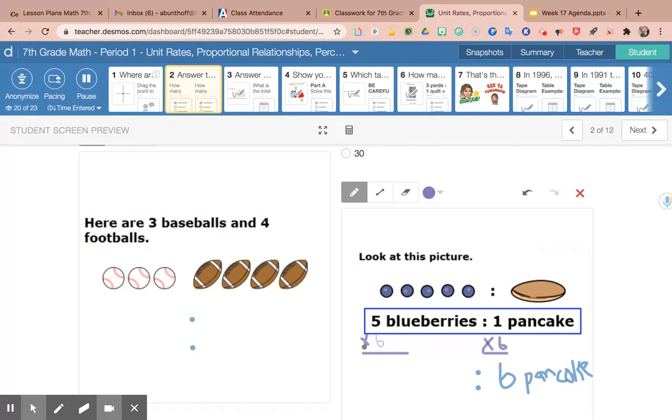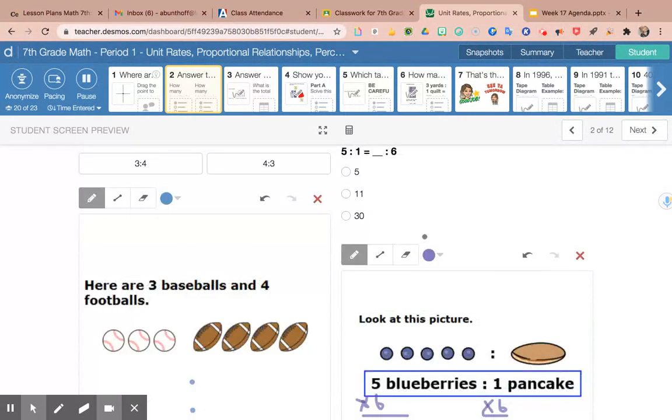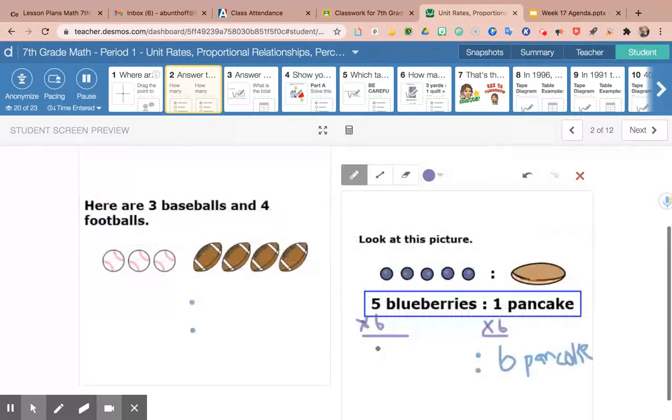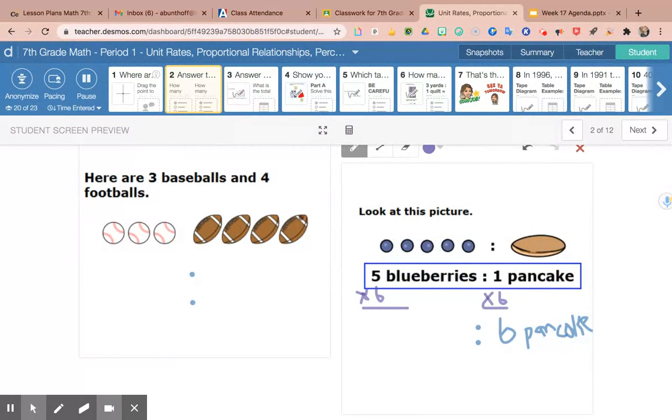So make sure you're showing your work on the whiteboard to get full credit. Otherwise, you will not get full credit. You'll get like a C. So you definitely want to show your work. It can be as simple as multiplying them both by 6 and showing me what you get. So 1 pancake is 5 blueberries. I want to know how many for 6 pancakes. So I need 5, 10, 15, 20, 25. So I need to add 5 blueberries each time I have another pancake, and I have 6 of them.